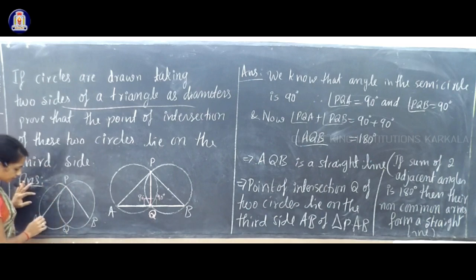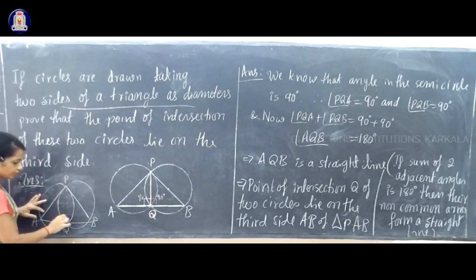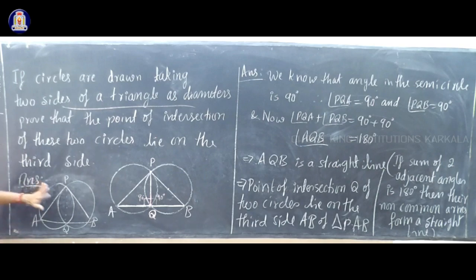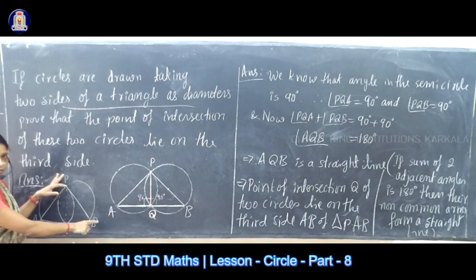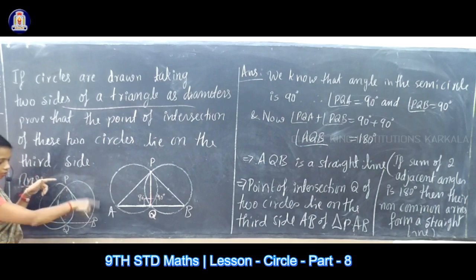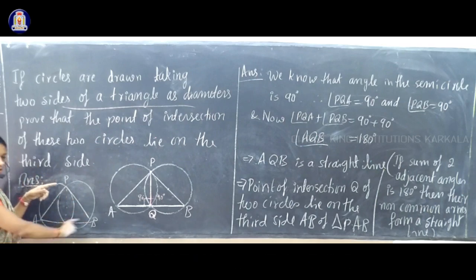After that, what have we done? We joined A and B. Okay, then we joined P and Q. Okay, this much is the description of the figure. And in this figure, you can see that this triangle has two sides PA and PB, that are also the diameters of two circles which are intersecting at P and Q. And later we have to prove that point Q is on the third side. Point Q, the point of intersection of these two circles, is on the third side AB of triangle PAB.